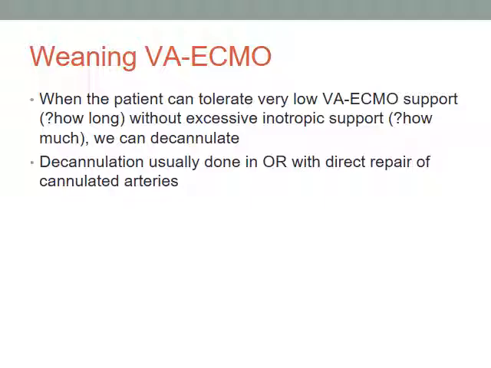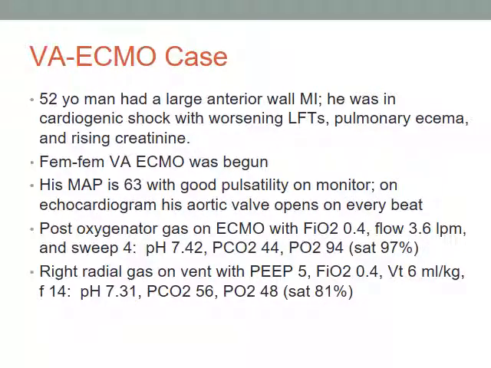So another case. A 52-year-old man had a large anterior wall MI. There's cardiogenic shock, worsening LFTs, pulmonary edema, rising creatinine. He's put on emergency fem-fem VA ECMO. MAP is 63, he's got good pulsatility on the monitor, and on echocardiogram, his aortic valve opens. Post-oxygenator gas: we've turned his oxygenator down to 40%, and those are his post-oxygenator gases. PCO2 40, pH 7.42, PCO2 44, PO2 94.